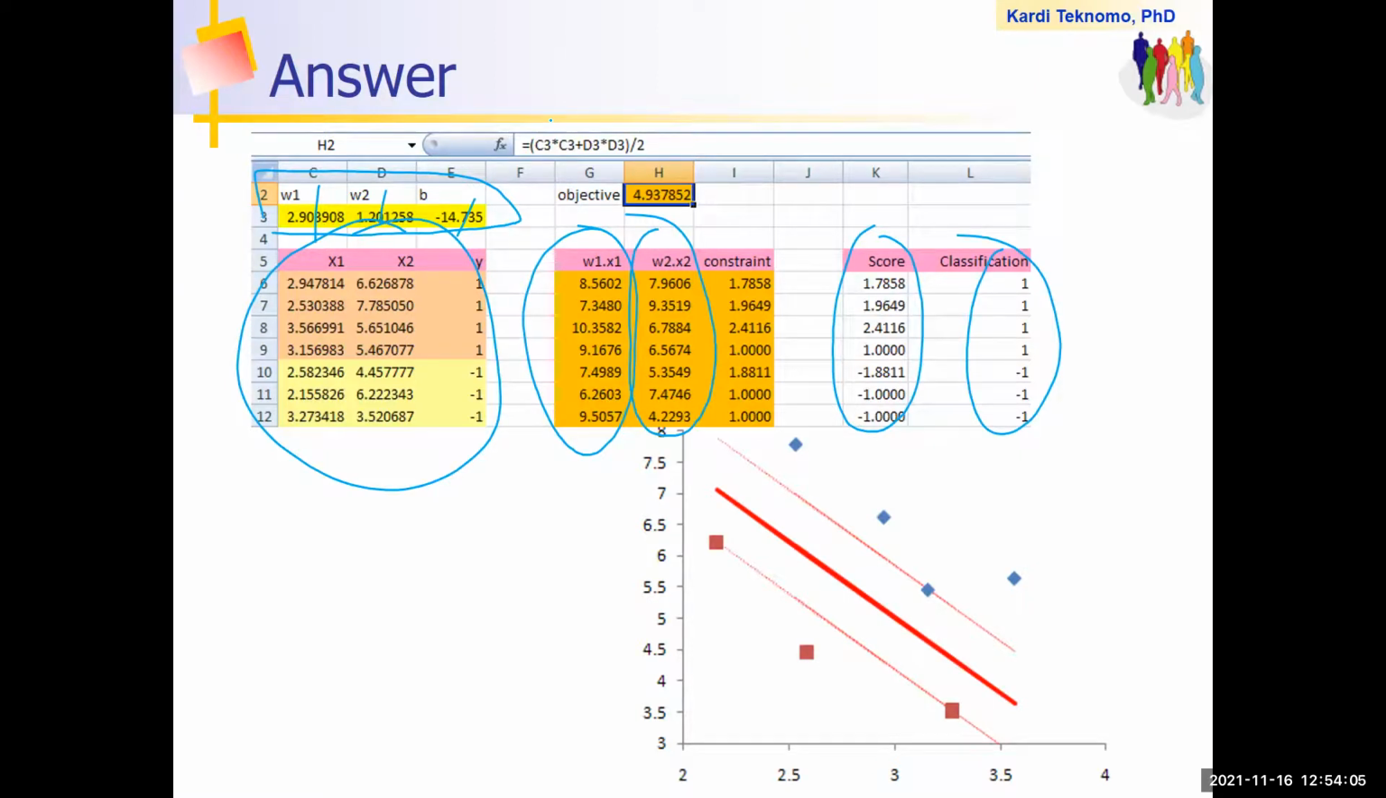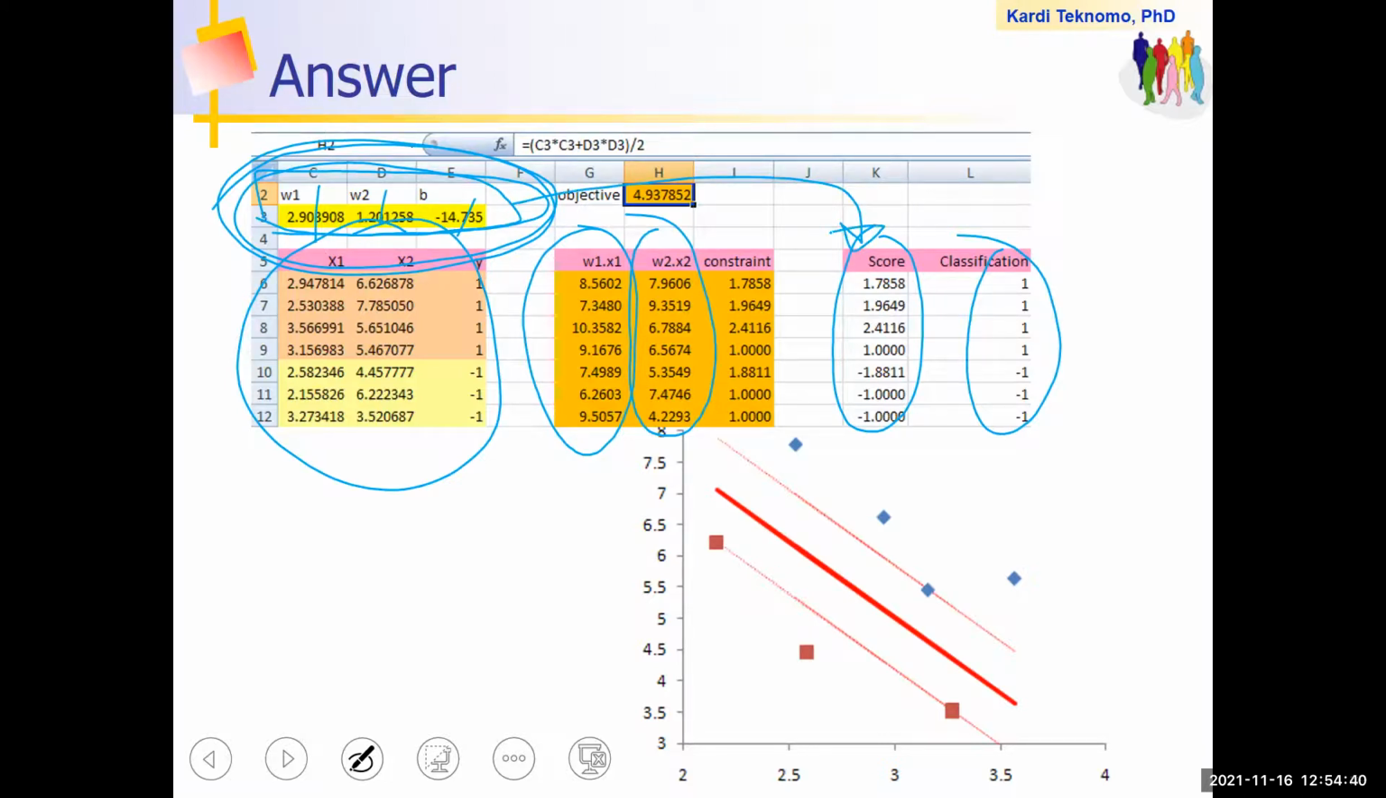My question to you: is SVM eager learning or lazy learning in this case? It's similar to LDA, right? So this is eager learning. How do you know it is eager learning? Because the output of training is only W1, W2, and B. Once you know W1, W2, and B, you can calculate the score, and from the score, you can calculate the classification. You don't need to train anymore. You don't need to use Solver anymore. The Solver part is the training part. Is it clear now?